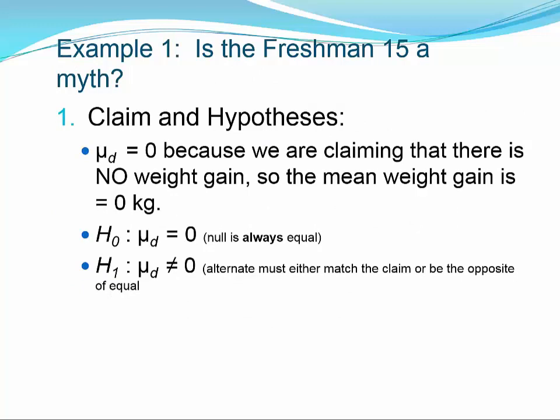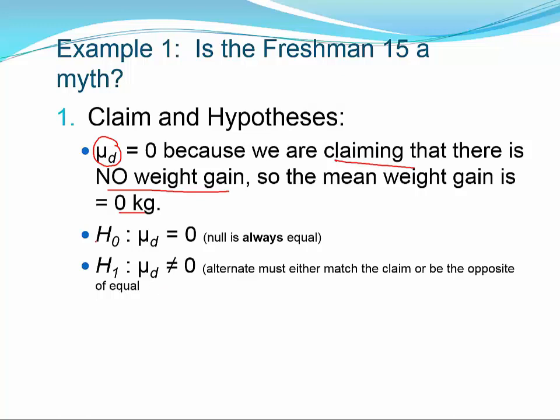So we say for the claim that mu sub d, so we're always going to use this notation when we're doing matched pairs, the mean of the differences is equal to 0. And that's because we were claiming that there is no weight gain. So the mean weight gain would be nothing, or 0 kilograms.